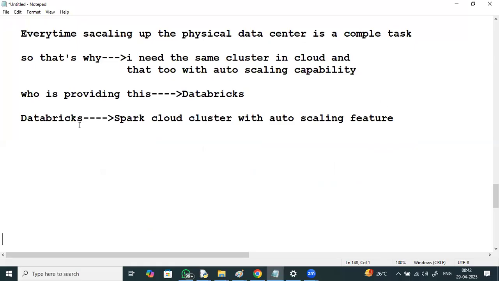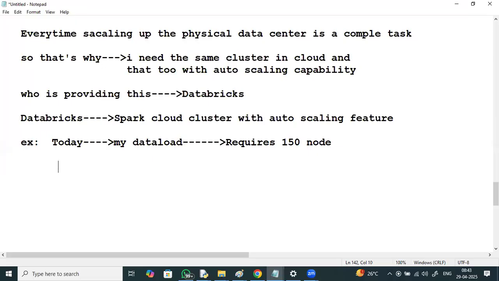Auto scaling, okay, one second. One more example, for today. For my data load, it requires 150 nodes. Okay, today, fine.